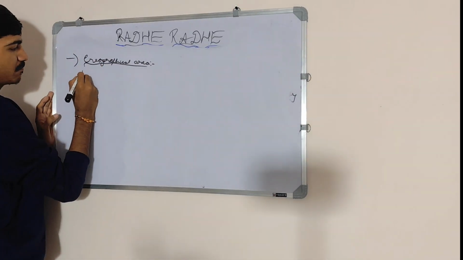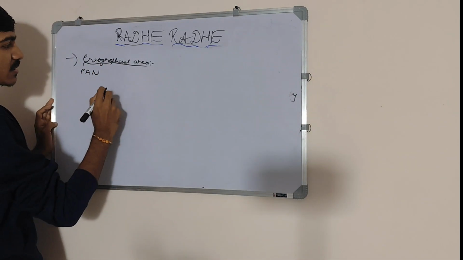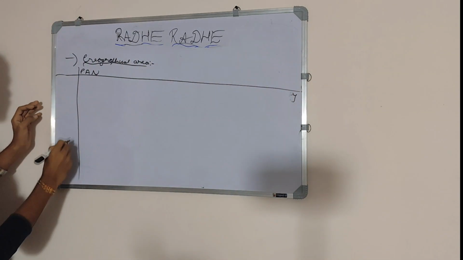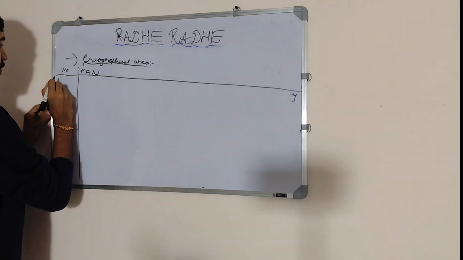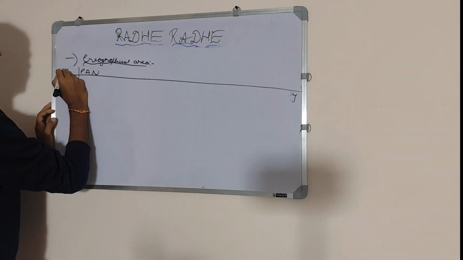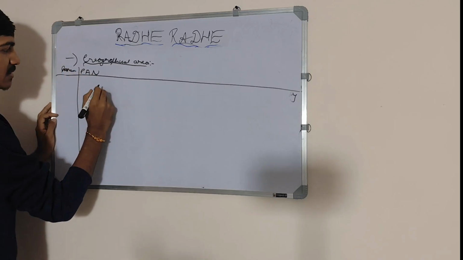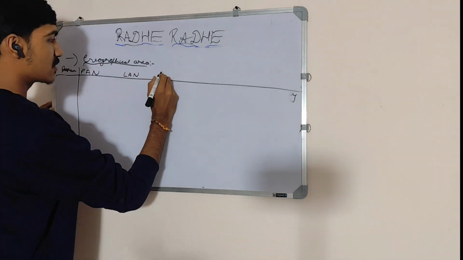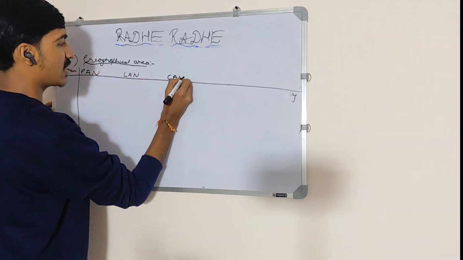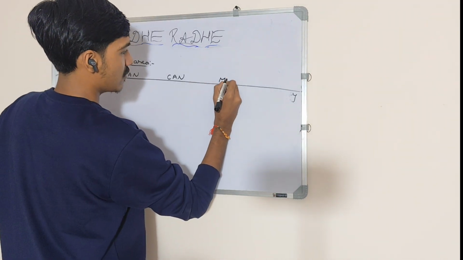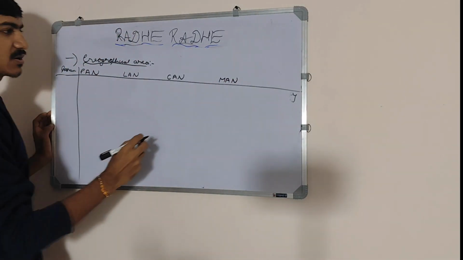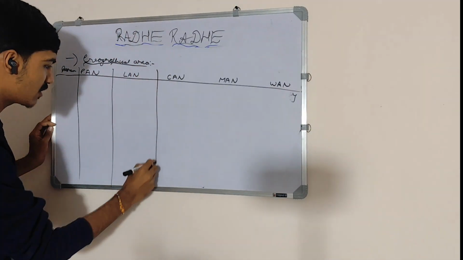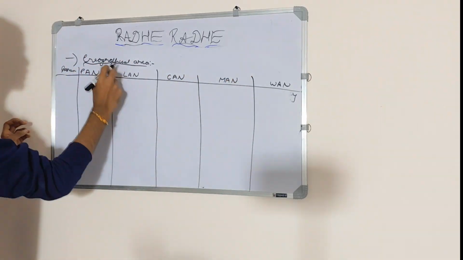First type, personal area network. Let me draw a line. Personal area network. Second is local area network. Third is campus area network. Fourth is metropolitan area network. Fifth is wide area network. These are 5 types of computer network divided on the basis of geographical area.